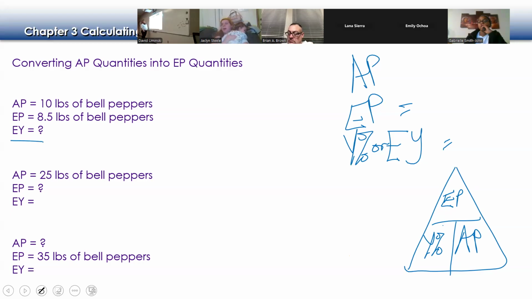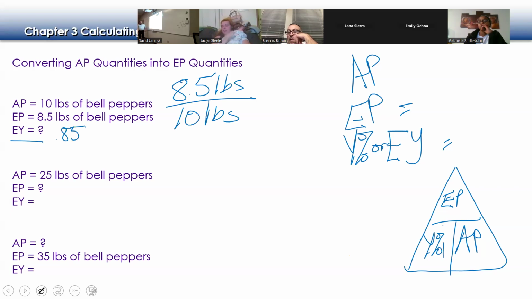So what is my yield percentage? Cover that up. What's left over? 8.5 pounds. That's my edible portion, divided by 10 pounds, my original portion as purchased, and my percentage is what? 0.85. Move that decimal over by 2. Remember, we're going to multiply by 100, and we have 85%. So my bell peppers have an 85% yield factor. I'm going to lose 15% in the process, and I'm going to be able to serve 85%.